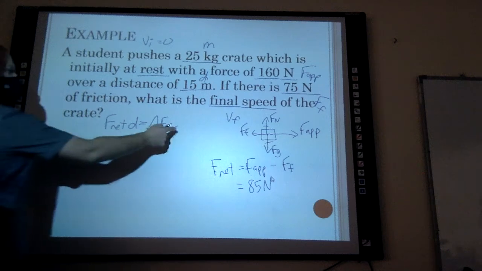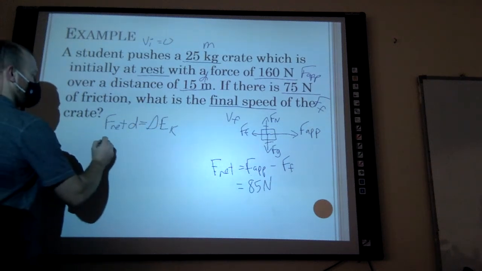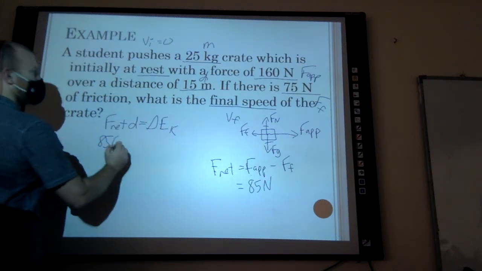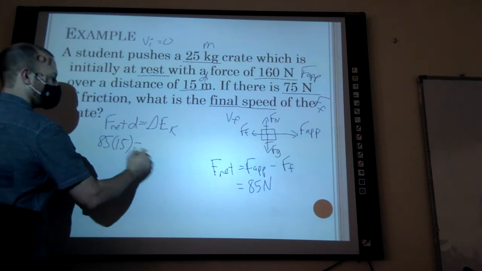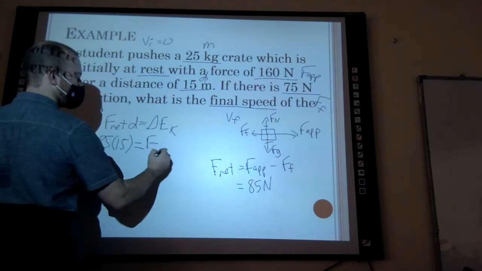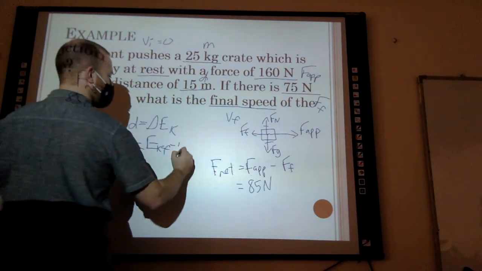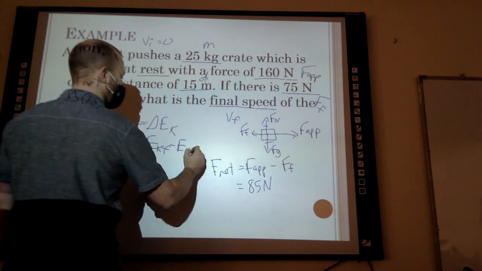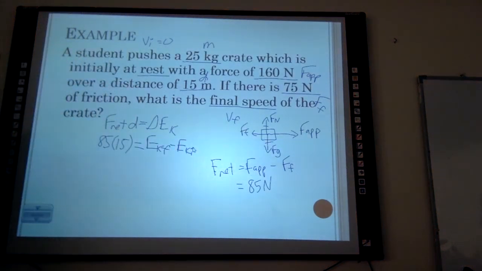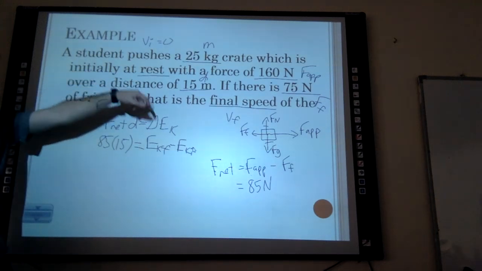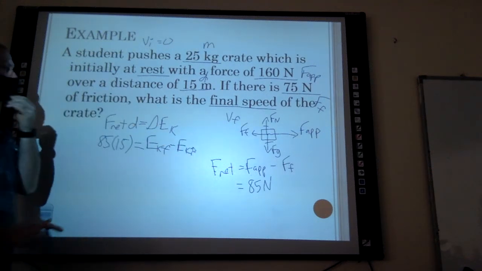We need to do a change in kinetic energy. So let's just do this. 85 times the distance 15 is equal to EKF minus EKI. What is EKI? Initial. Yeah. And what's the number for it? 0. Why? Because if I start at rest, a half mv squared is just going to be 0.